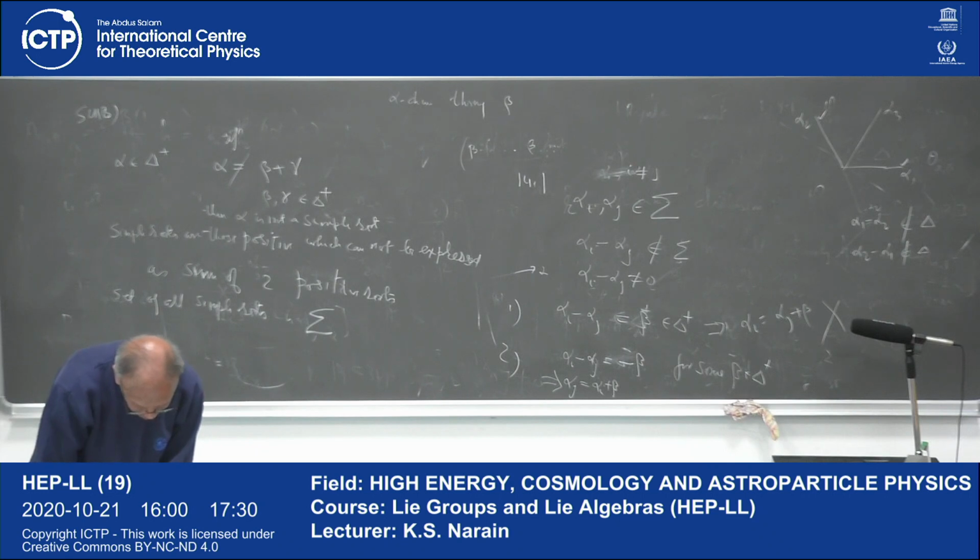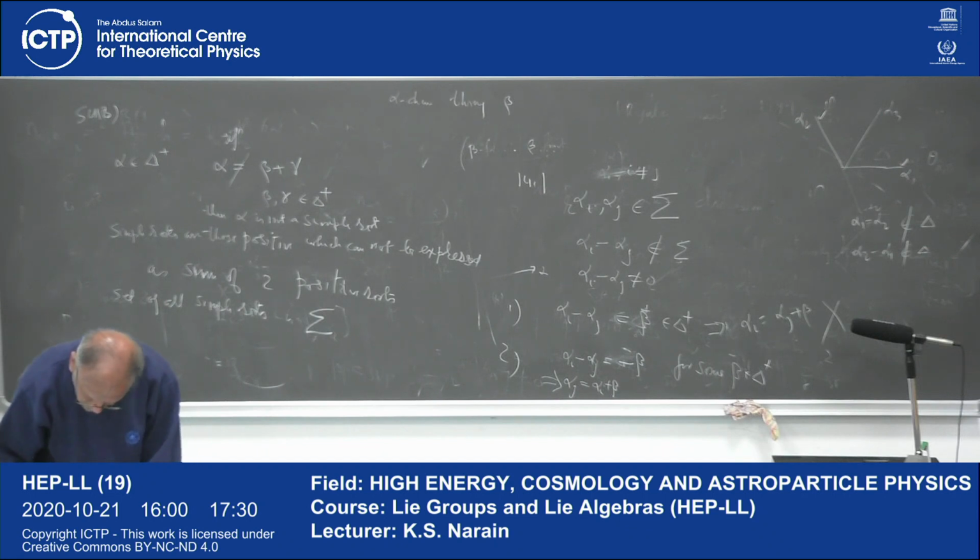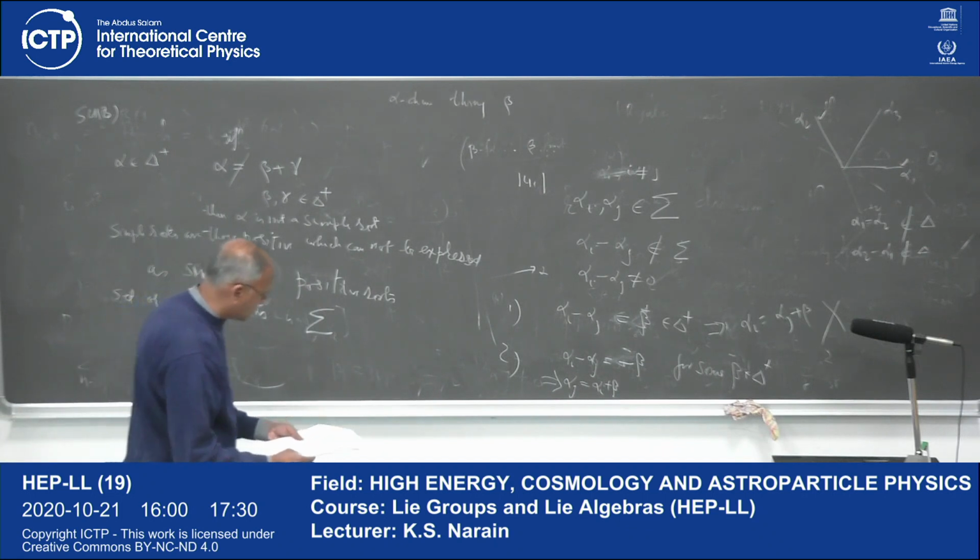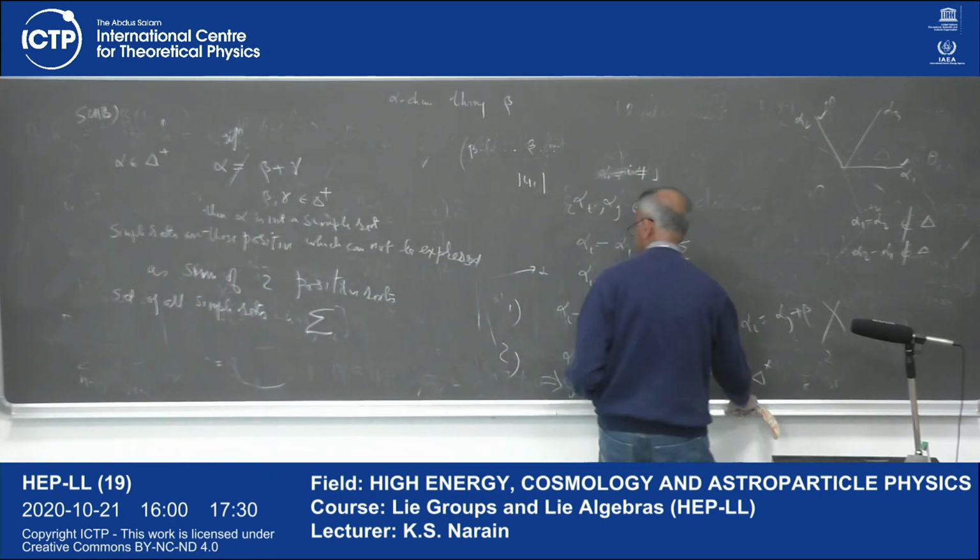Okay. The second point is alpha i dot alpha j is always negative. I mean, less than or equal to 0.